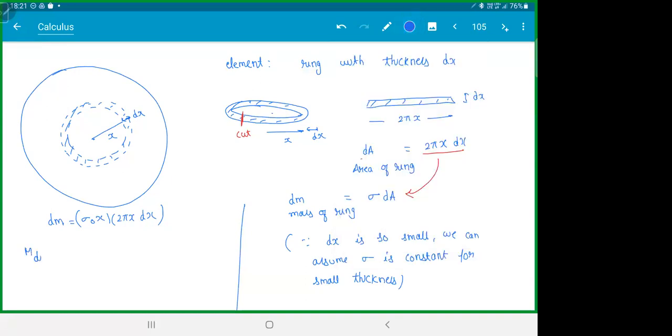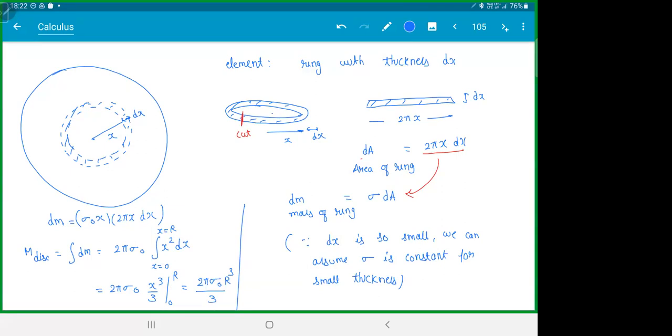So the mass of the disk will be, add all the small pieces. 2 pi sigma naught is constant, and you get x square dx. What are the limits of x? x is going from the center to the radius. That will be 2 pi sigma naught, x cube by 3, the integral of x square dx. Hope everyone practices the integration. 2 pi sigma naught r cubed by 3. That is the mass of the disk. Check.